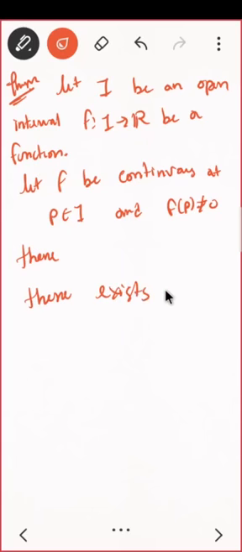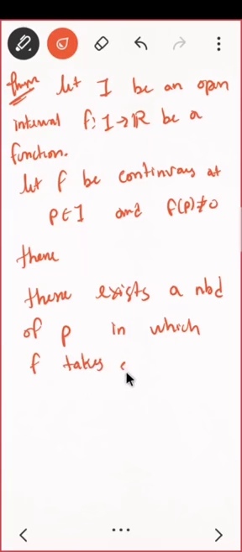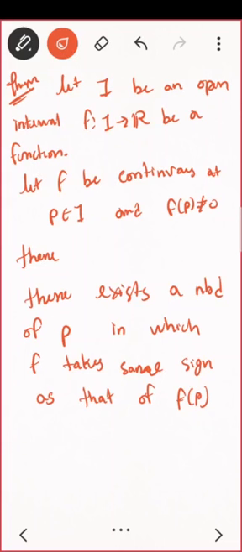There exists a neighborhood of p in which f takes the same sign as that of f of p. Think about this. I'll give you 1 minute.